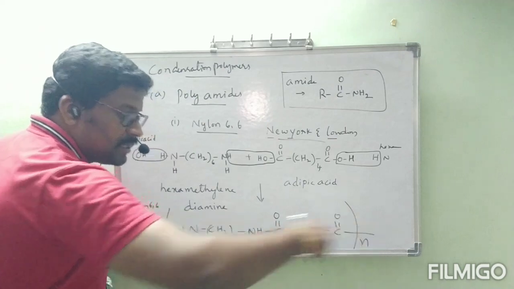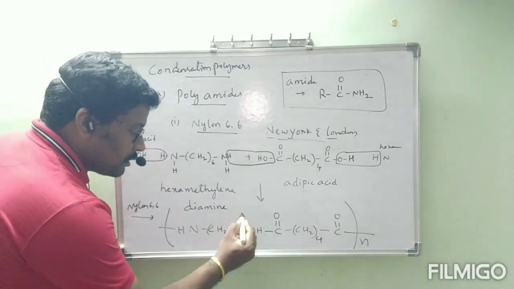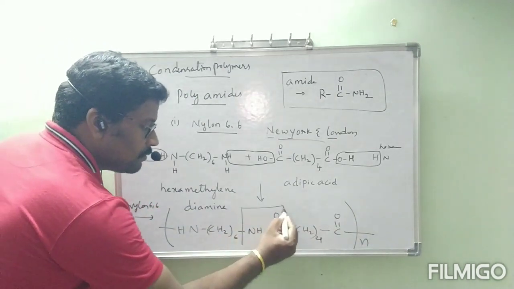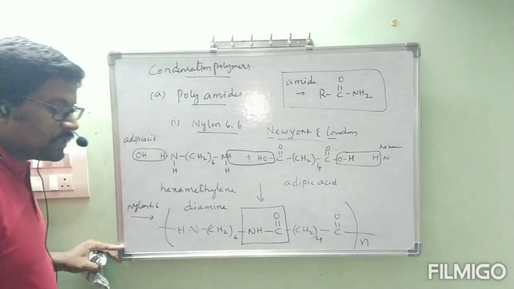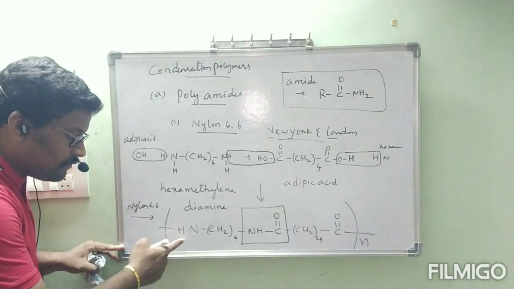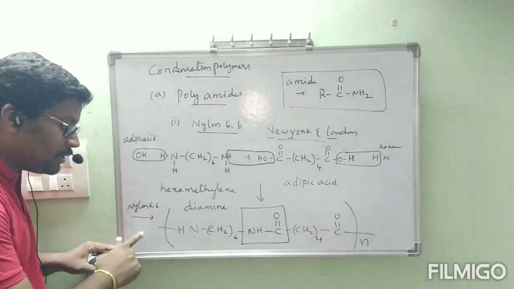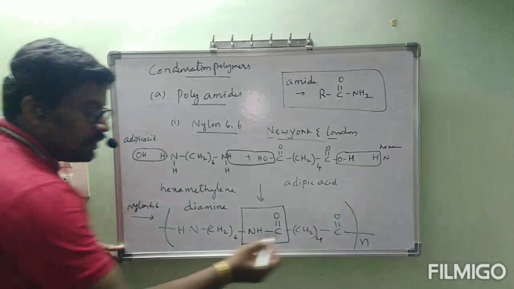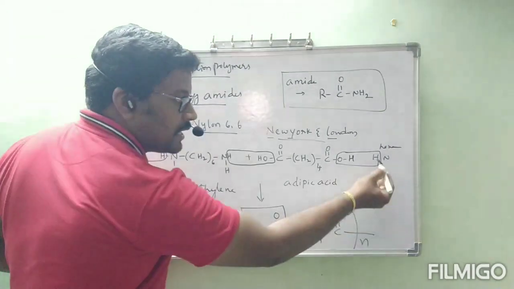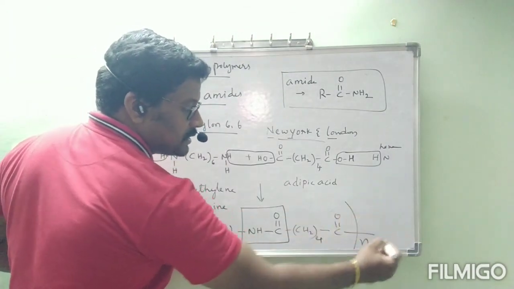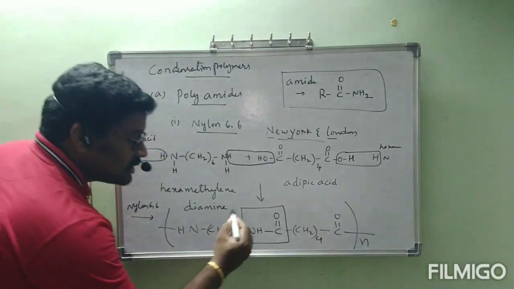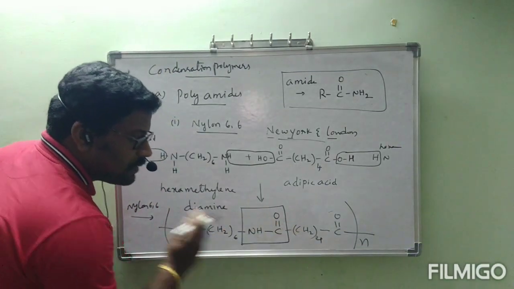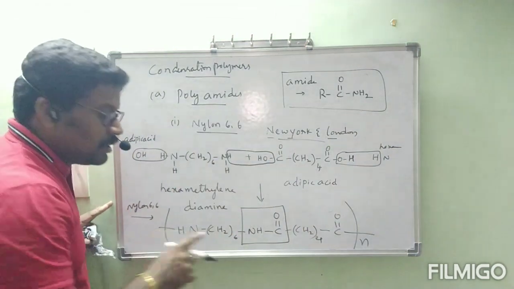Now this polymer contains NH C double bond O. If you observe here, this NH is bonded to C double bond O again. Here also NH C double bond O. This C double bond O is bonded to NH again. Then again you will get CONH. See, this is the common CONH group present throughout the polymer.